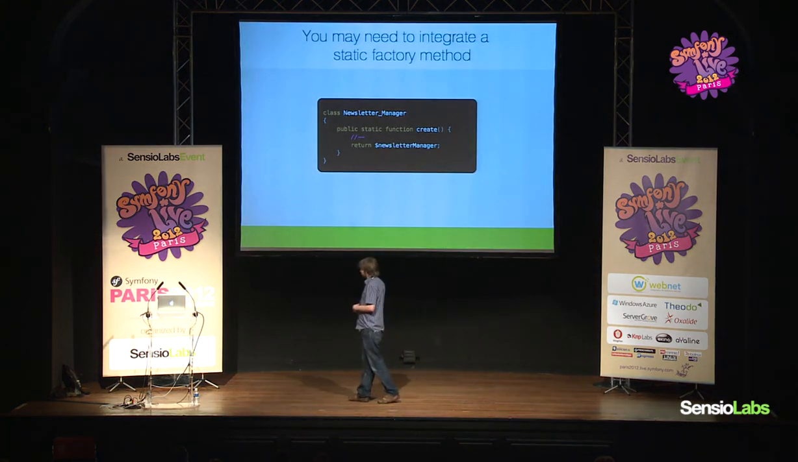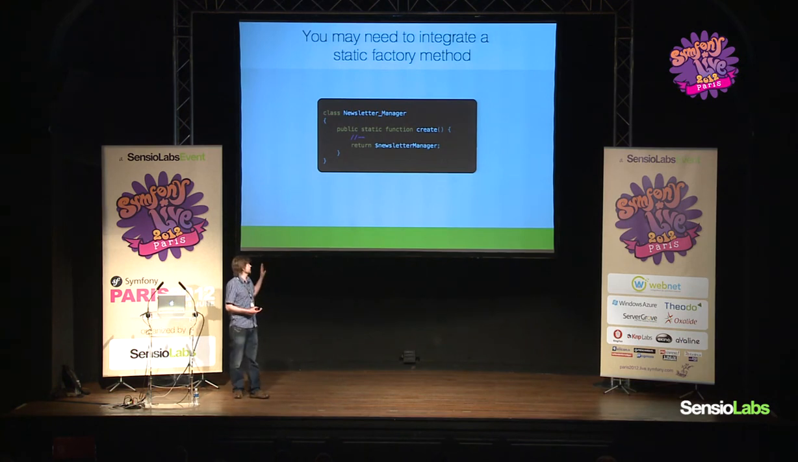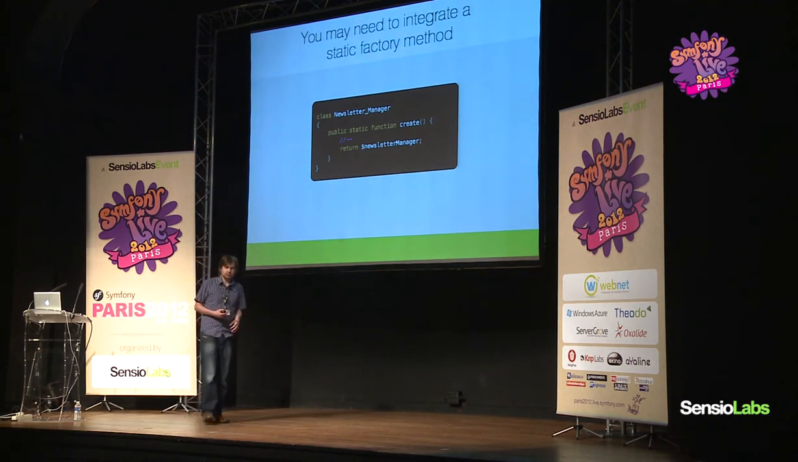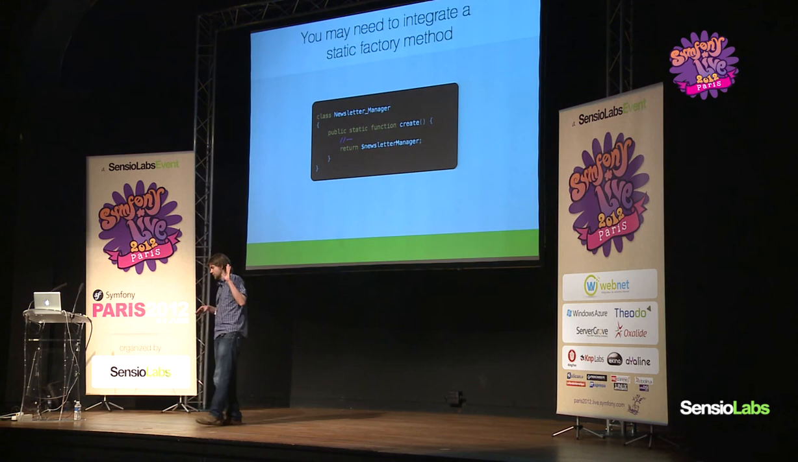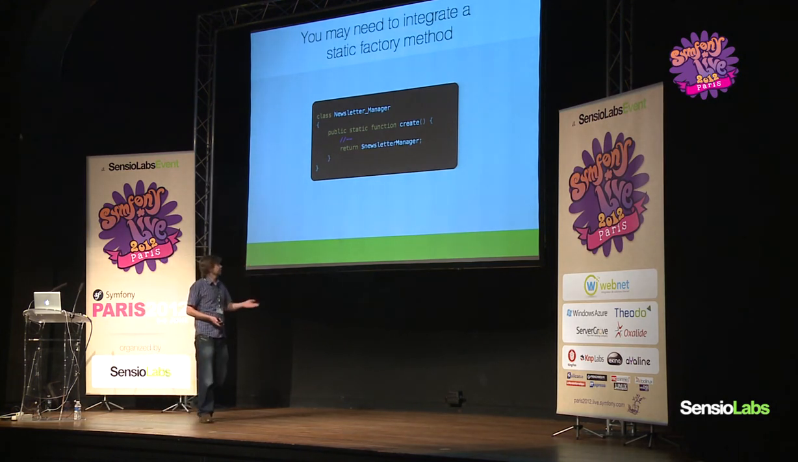So yeah, let's say that in our newsletter manager library that we're trying to integrate, they've moved away from just being able to create it directly and put a static factory method on the newsletter manager itself. So to get a newsletter manager, we can no longer just add a service, say this is the class, and the service container, first time you ask for one or inject it in something else, will create it. We actually need to be able to call this method.